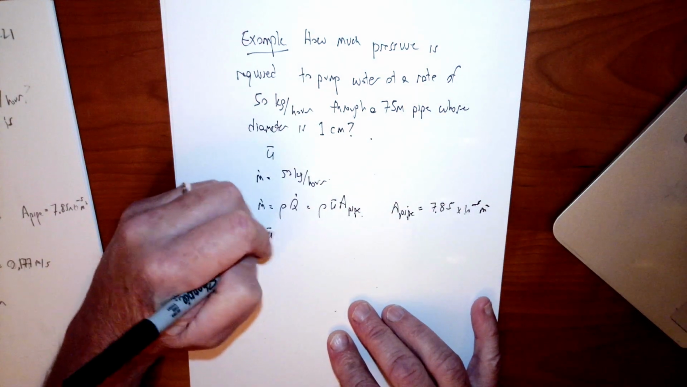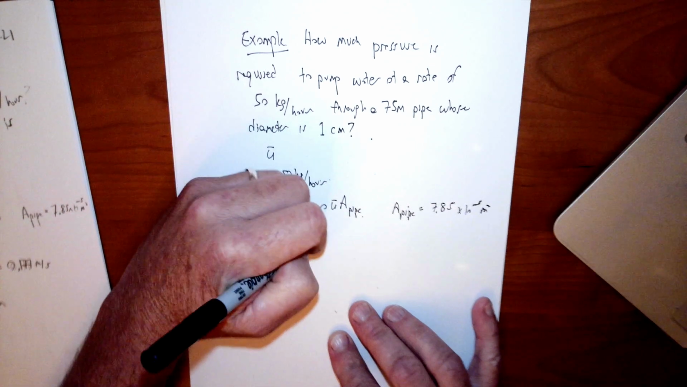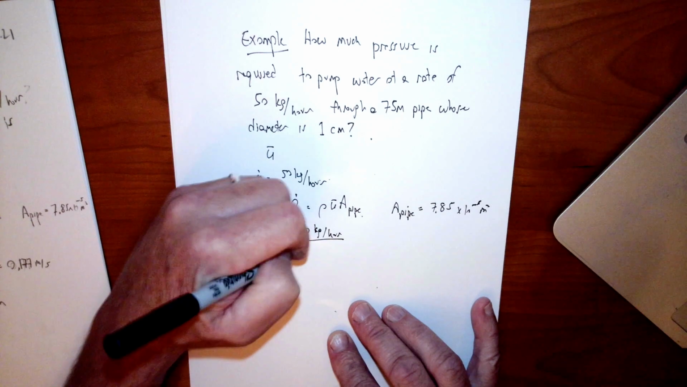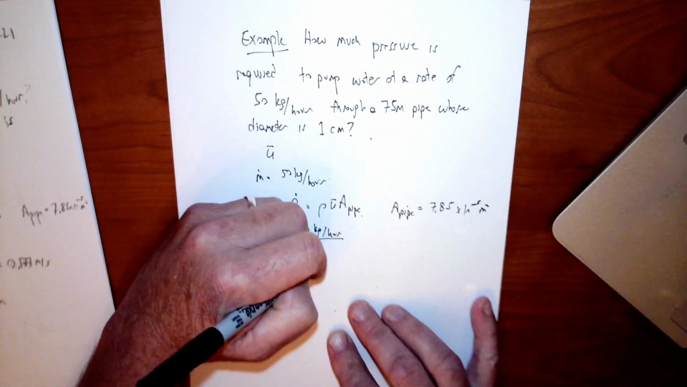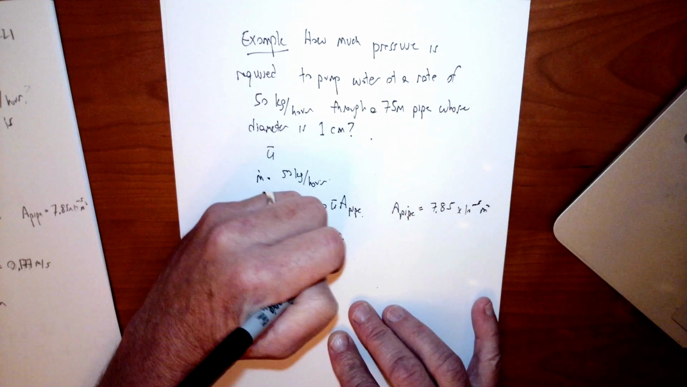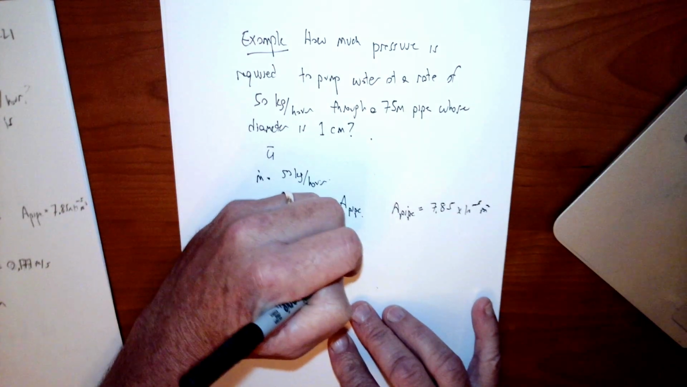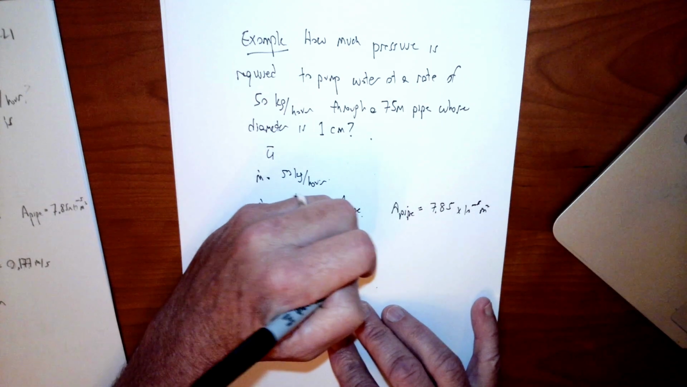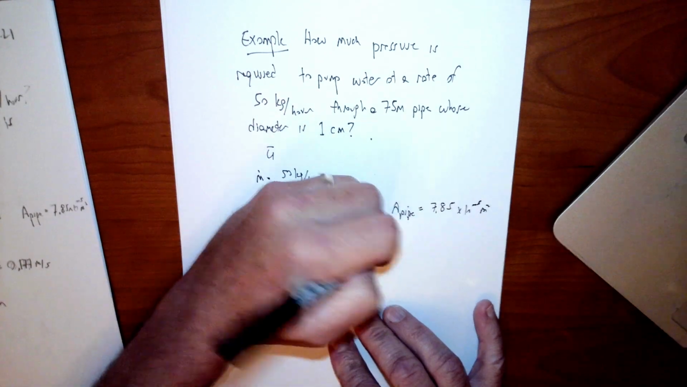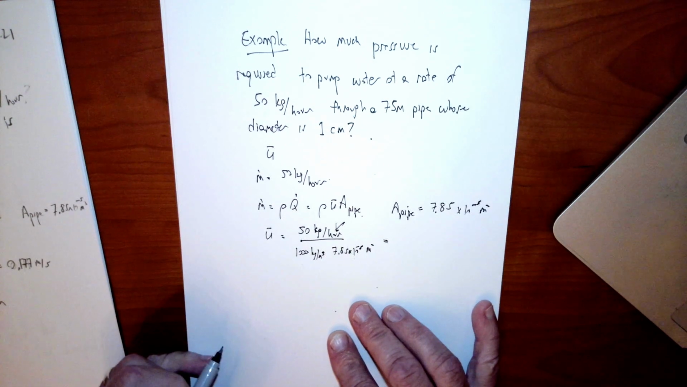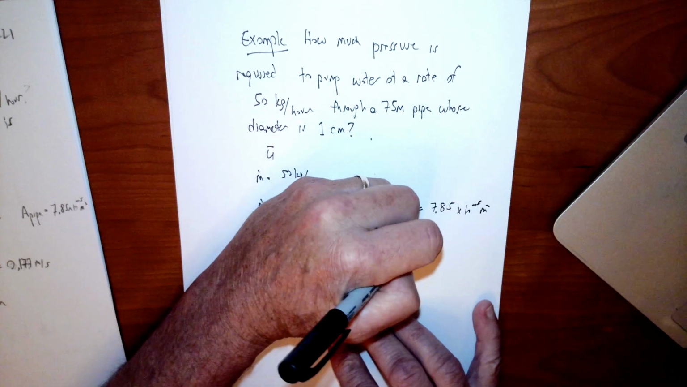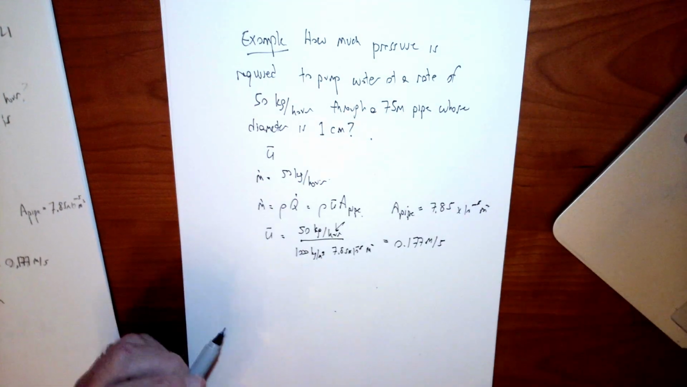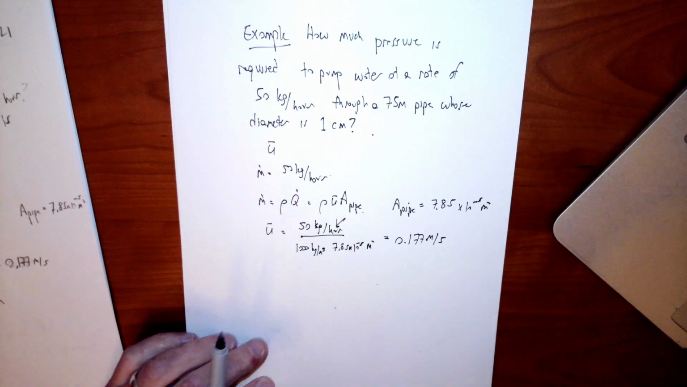So I solve this all for U. I get U equals 50 kilograms per hour over 1,000 kilograms per meter cubed, that's my density of water, times 7.85 times 10 to the minus fifth meters squared. And if you don't screw up, and if you remember to change your hours to seconds, you get 0.177 meters per second. So that's my average velocity in the pipe.